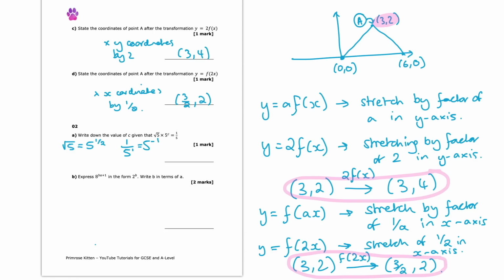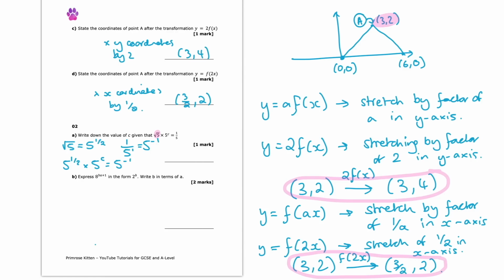So now that we've tidied these bits up, we can put them all together a bit better. So let's now just rewrite the whole thing here as 5 to the half, which was the root 5, times 5 to the c equals 5 to the -1. Now the really important thing to remember here is of course our index laws, okay?